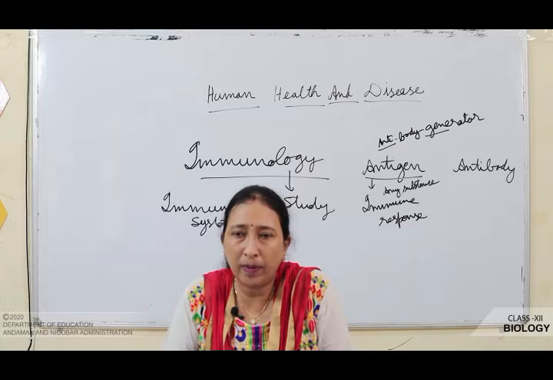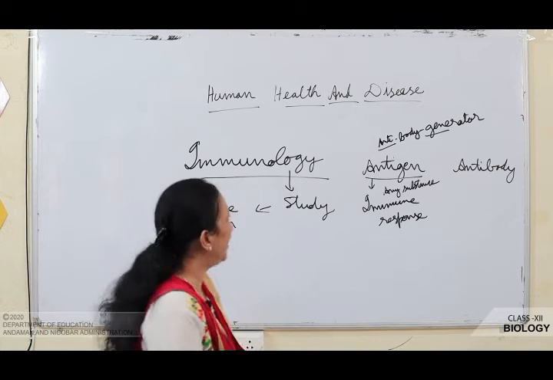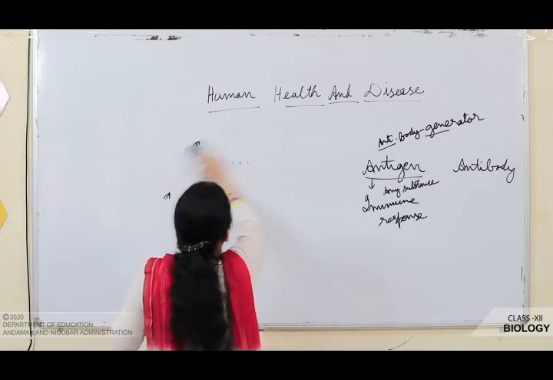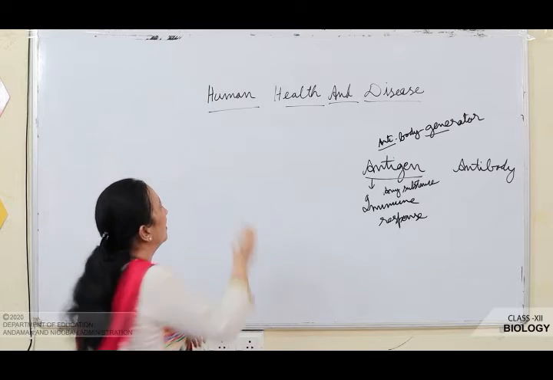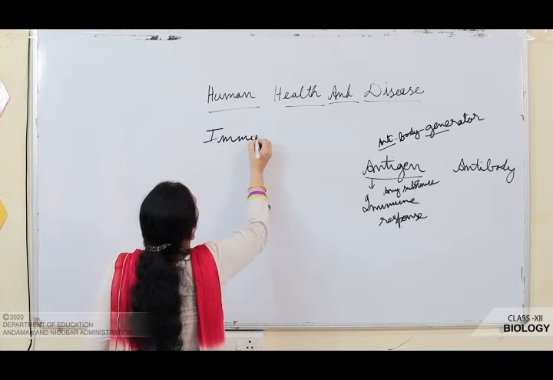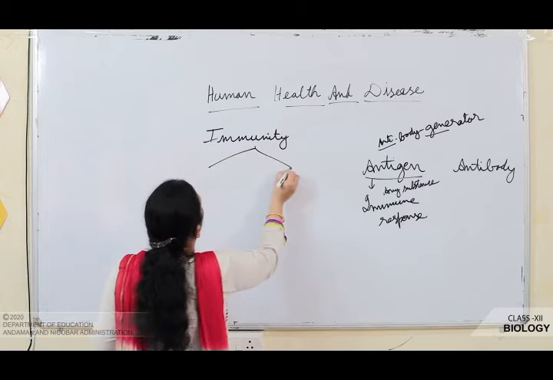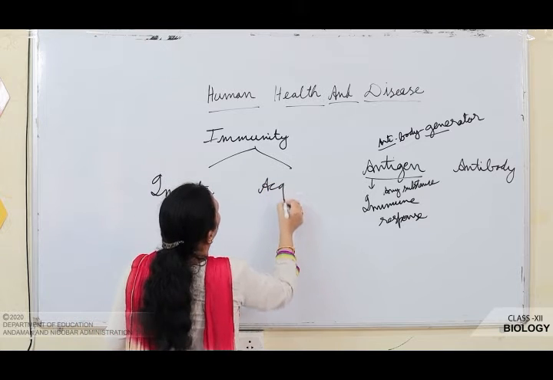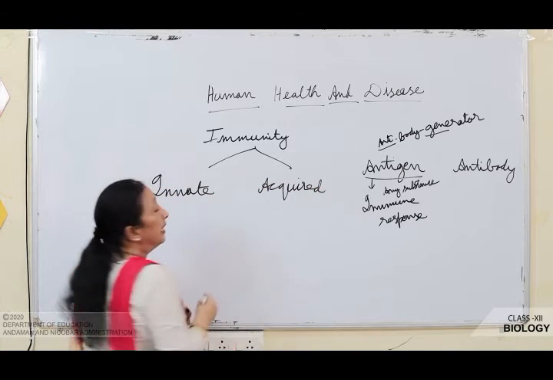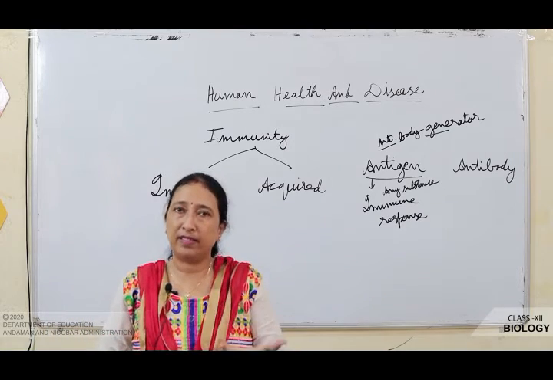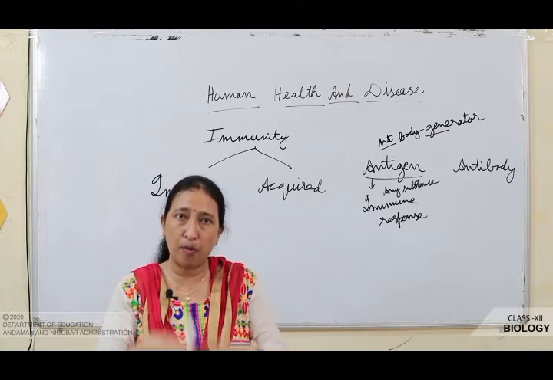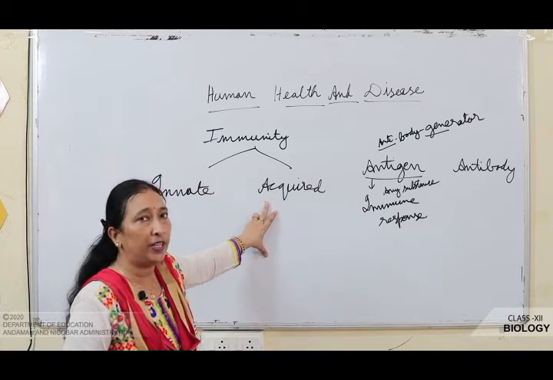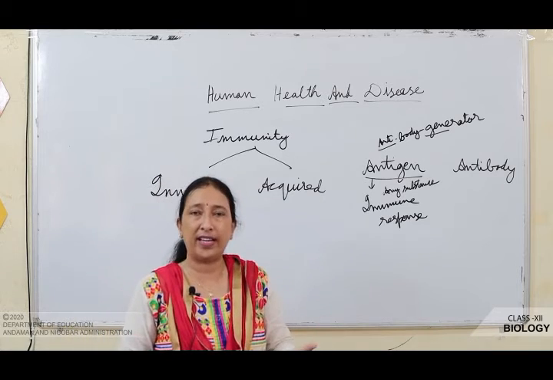And there are basically two main classes of immunity: innate and acquired. Innate immunity means it is present by birth. You are born with that immunity. It is inborn, already present. That is innate immunity. Acquired immunity means that after birth we are acquiring this immunity.